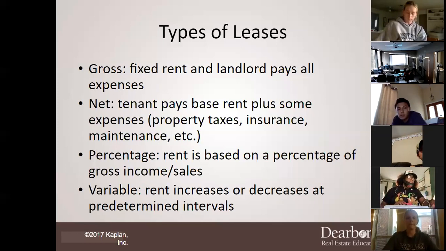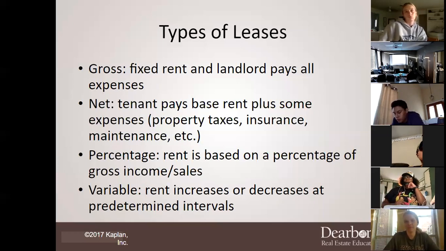All right, so I'm going to go through the four real quick and explain them to you. Gross is basically like a rental, like your residence. You rent a property and you're going to pay $800 a month. The landlord pays for any expenses, like termites or any other stuff, they take care of it. I just pay my $800. Simple. Net is where I pay my $800, but I also pay a portion of the property taxes, the insurance, and the maintenance.